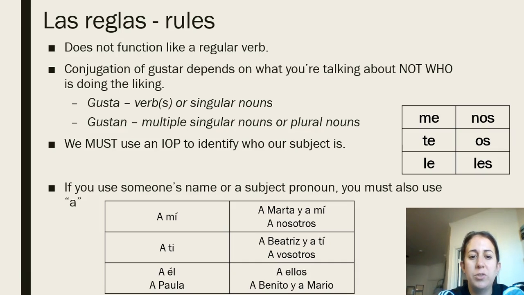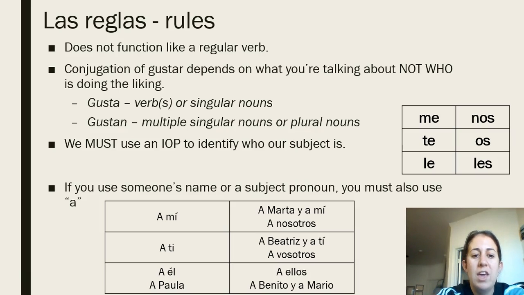We also must use an IOP so we can identify who our subject is. And that IOP is me, te, le, nos, os, or les. We always have to include an IOP with our verb gustar and verbs like gustar.